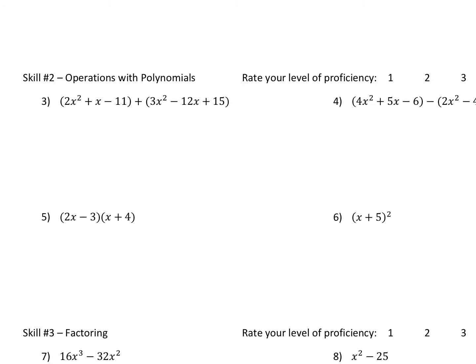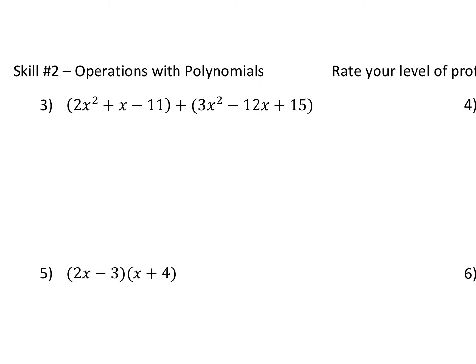So when we were adding or subtracting, we're really just looking to combine like terms. So in this case, I'm adding, and so I'm going to look to add like terms. So I have a 2x squared plus a 3x squared. So that's going to give me a 5x squared. So we're going to add those leading coefficients, and we're going to keep the variable the same.